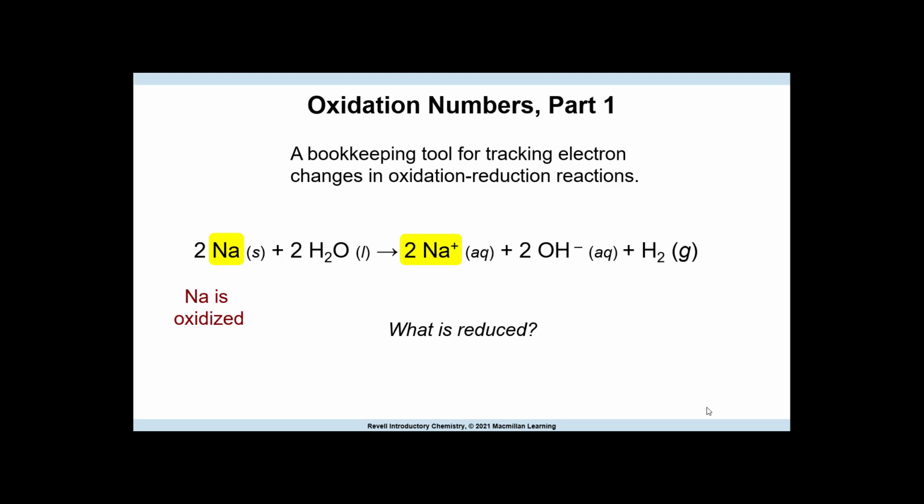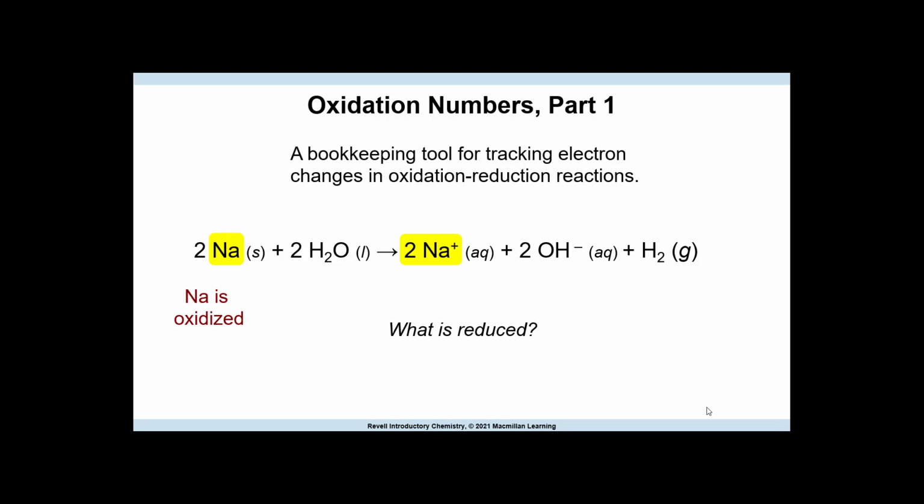In this reaction, the sodium is oxidized. It loses an electron, but what is reduced? That is, which atom gained the electrons? At first glance, this question may be difficult to answer. Scientists use oxidation numbers to keep track of electron changes in redox reactions. Oxidation numbers do not necessarily reflect the actual charge on atoms. Rather, they are bookkeeping tools to ensure that the overall electronic changes are accounted for. Before we answer this question, let's look at the rules for assigning oxidation numbers.